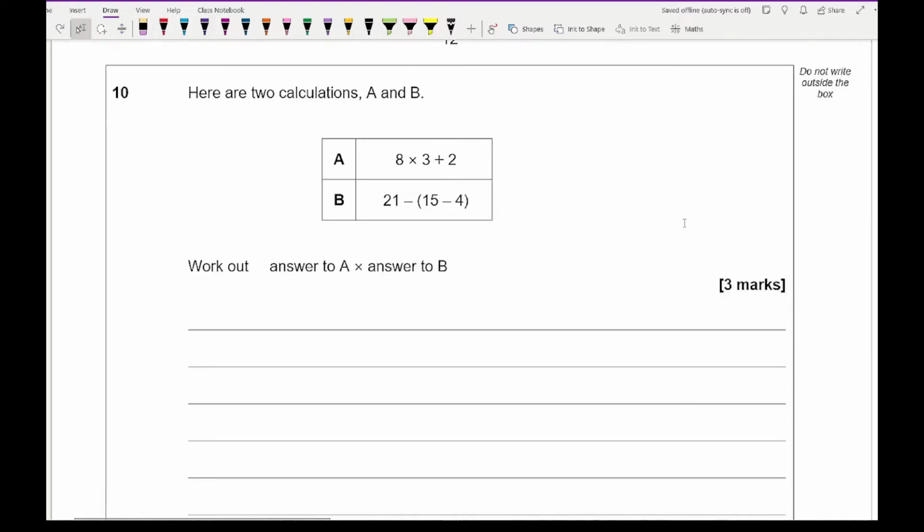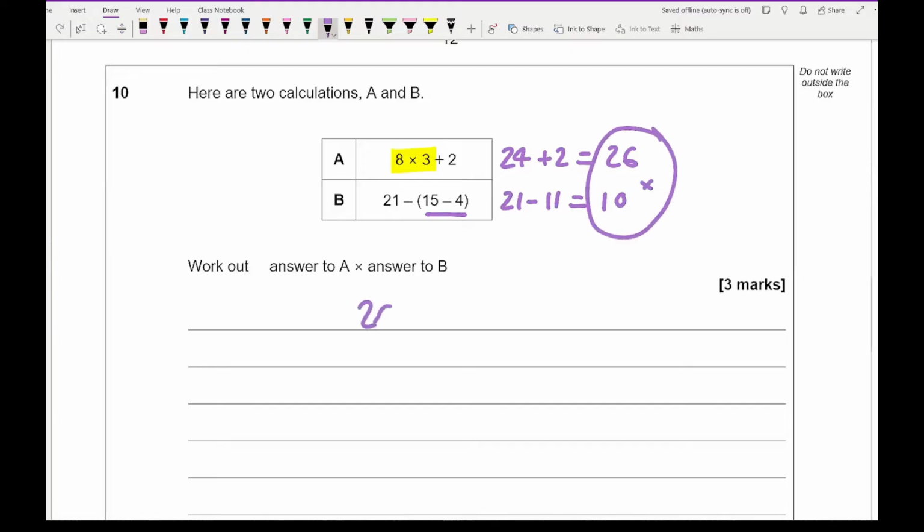So from this, what we then need to use is BIDMAS. So here I'm going to do 8 times 3 first, which is 24. Plus 2, which is 26. Then for B, we need to do the bracket first. So 15 take away 4 is 11. So 21 minus 11 is 10. And then all that's left for me to do is 26 times 10, which gives me an answer of 260.